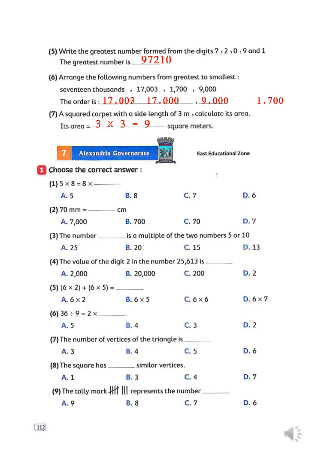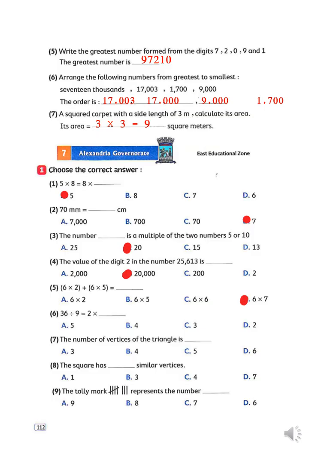Okay, choose the correct answer. 5 by 8 equals 8 by 5. 70 millimeters equals 7 centimeters. The number that is a multiple of the two numbers 5 and 10 is 20. The value of the digit 2 in the number 25,613 is 20,000. 6 by 2 plus 6 by 5 equals 6 by 7.